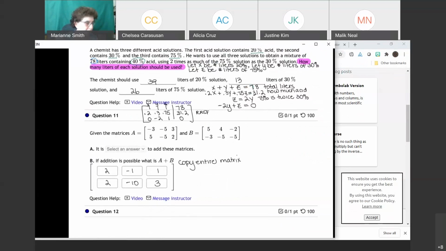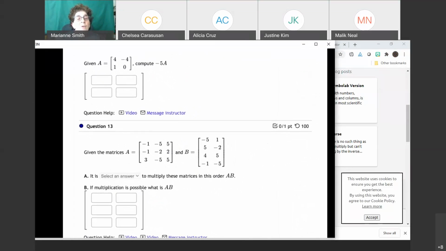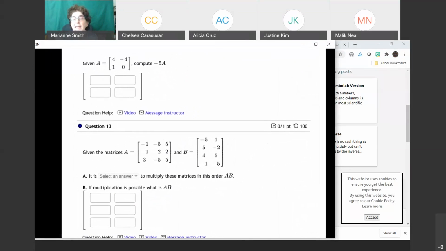Alrighty, so far so good. Coming down the home stretch. Okay. Question number 12 is just saying you want a scalar multiple of the matrix. So that means multiply each entry by -5. Okay, that's something I can probably do in my head.